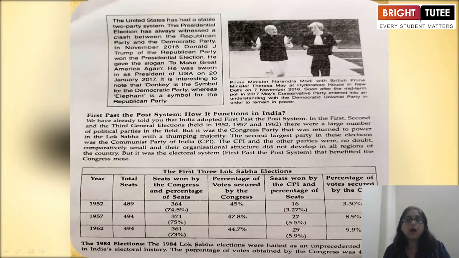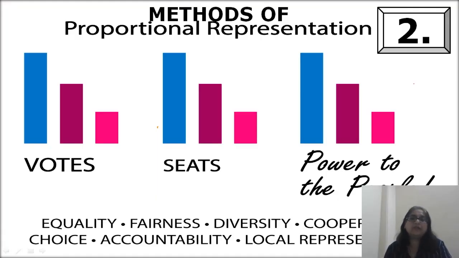Now, how does it function in India? How does it work? What does it do? We've already told you that India adopted this system because there was no other system to adopt, because the awareness of elections was too low in India. The ratio of educated to uneducated people was too low, and this was the easiest way to make them understand the concept of democracy.